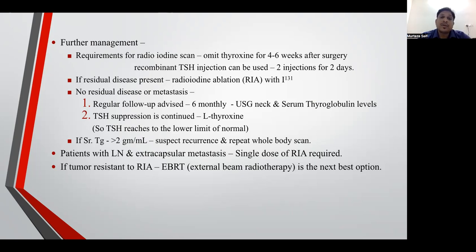Patients with lymph node and extracapsular metastasis require a single dose of radioiodine ablation. Then if the tumor is resistant to radioiodine ablation, external beam radiation is the next best option.